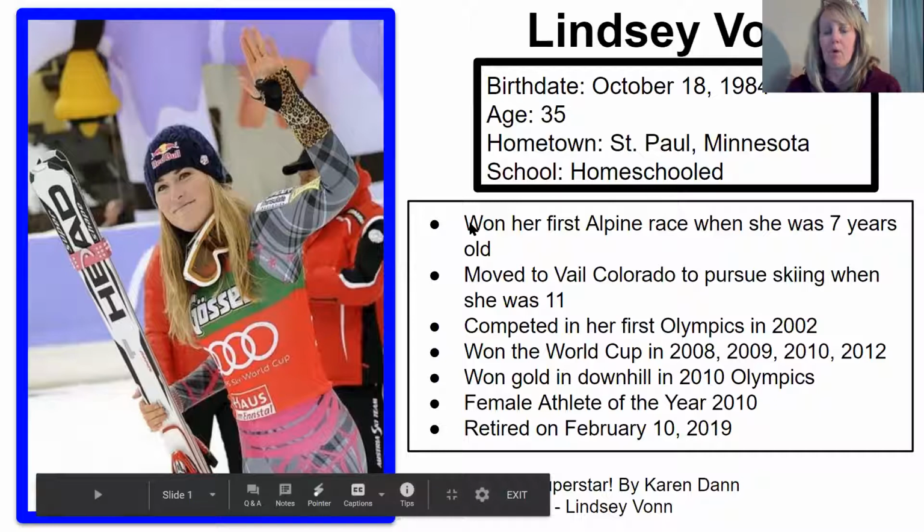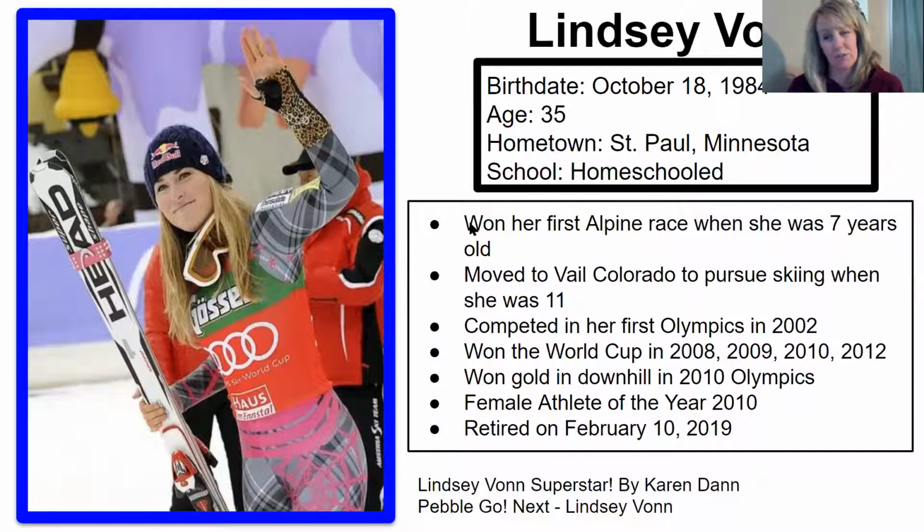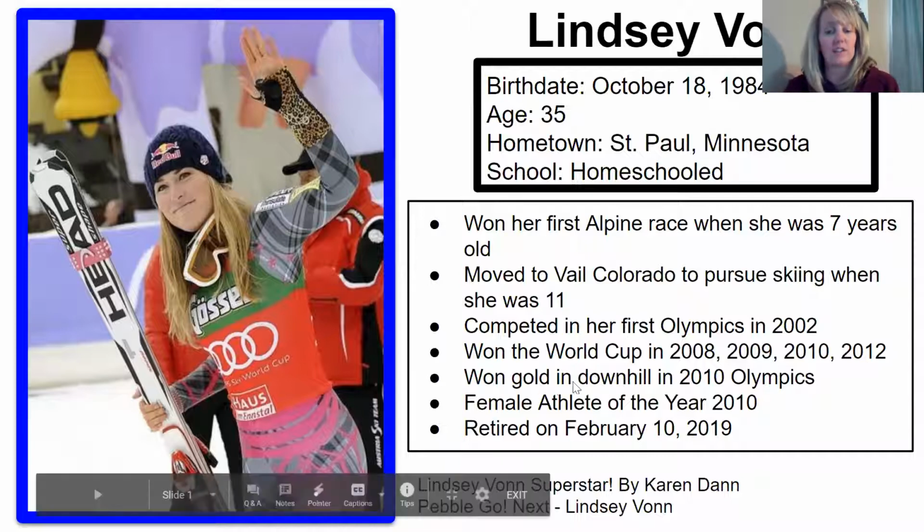So here's my timeline of important events, and I chose, as I said, I chose 7. You don't have to, you can do a few less than that. I would hope you'd have at least 5 or so, but you also might do more than that. It depends. So I have that she won her first alpine race when she was 7 years old. She moved to Vail, Colorado to pursue skiing when she was 11. She competed in her first Olympics in 2002. She won the World Cup in 2008, 2009, 2010, and 2012. She won gold in downhill in 2010 Olympics. She was the Female Athlete of the Year in 2010. And then she retired on February 10th of 2019.